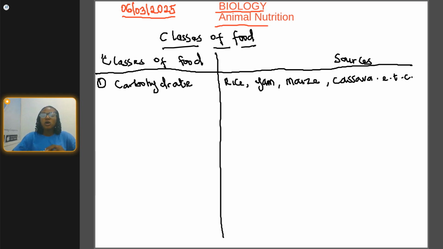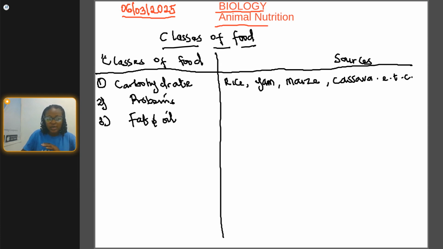We also have what we call proteins. All these are fish, meat, eggs, beans, milk. I don't want us to spend more time on all this because we still have a long way to go. So we have fat and oil, and under that we have our butter, we have our palm oil, we have coconuts. Don't forget you get coconut oil from coconuts. We have carrots as well.